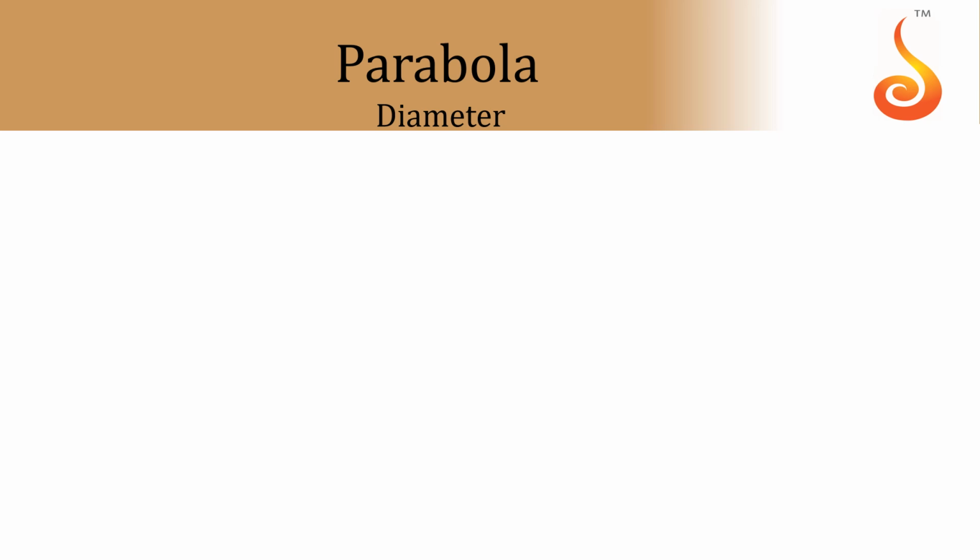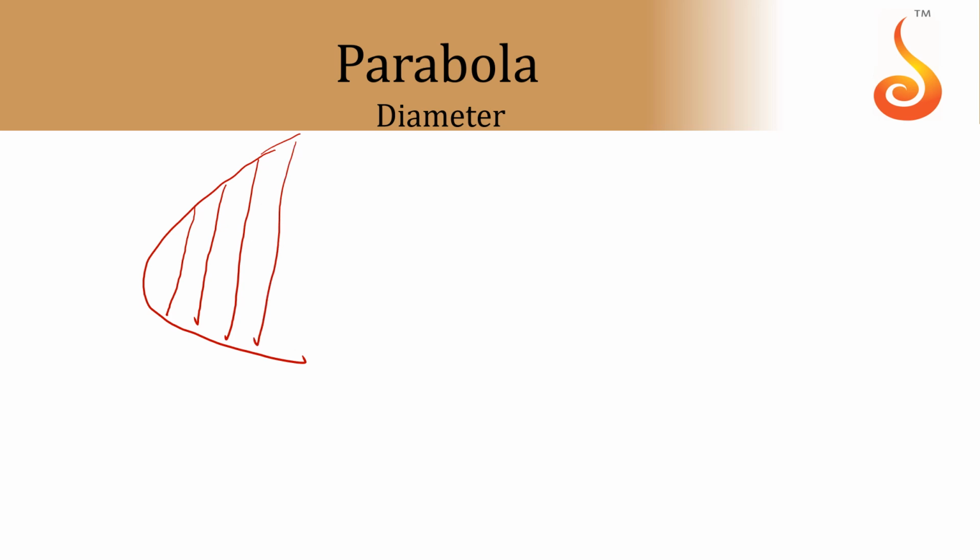Diameter. As you know, the definition of diameter is the locus of the midpoints of parallel chords. Suppose I take one chord like this, this is a chord. Now draw the parallel chords for the given chord. So let the slope of this be m.